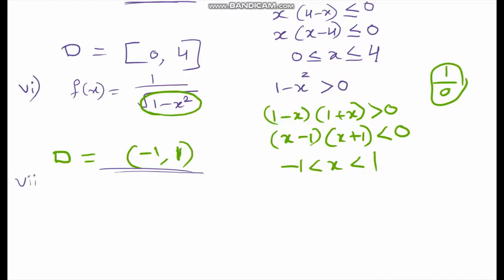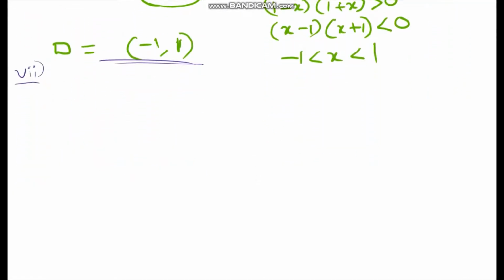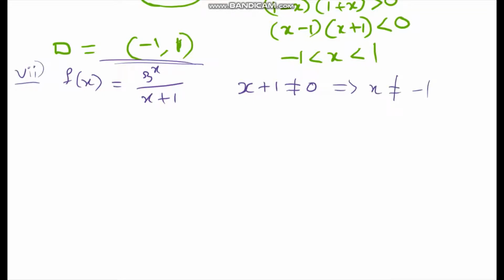Seventh one, f of x is given as 3 power x by (x plus 1). Here x can be any value except that the denominator x plus 1 should not be equal to 0. So x is not equal to minus 1. So the domain will be equal to the real number set minus the value minus 1.